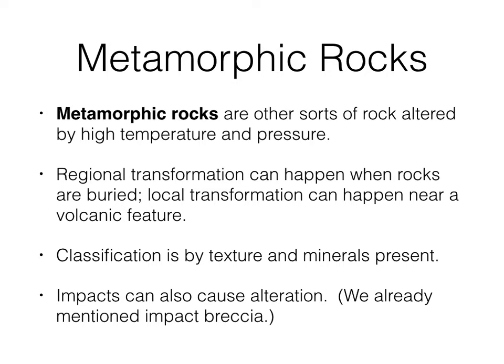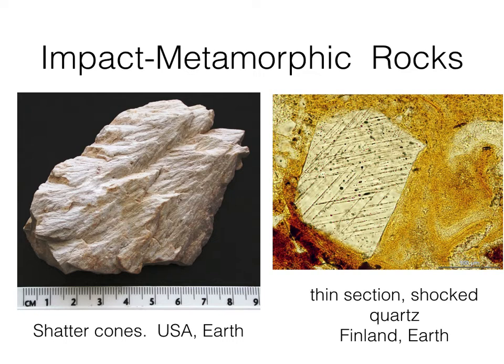Metamorphic rocks are what happen if you have another kind of rock, an igneous, a sedimentary, or another metamorphic, or a primitive rock, and you put it under high temperature or high pressure. Now, you could just raise the temperature and pressure by burying them, or you can have a volcanic feature, or you can have an impact feature. Interesting impact features we can get. On the right is what's called shocked quartz.